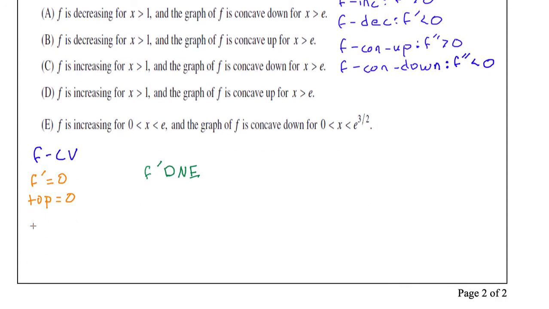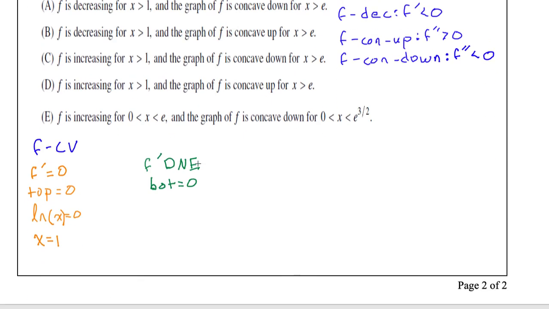So for f prime equals 0, that's where the top is set equal to 0, and that's going to be natural log of x is equal to 0. And that only happens at 1. Natural log of 1 will give you 0, so x is 1. So for f prime does not exist, I set the denominator equal to 0. The bottom, set the bottom to 0. And that's just x equals 0.